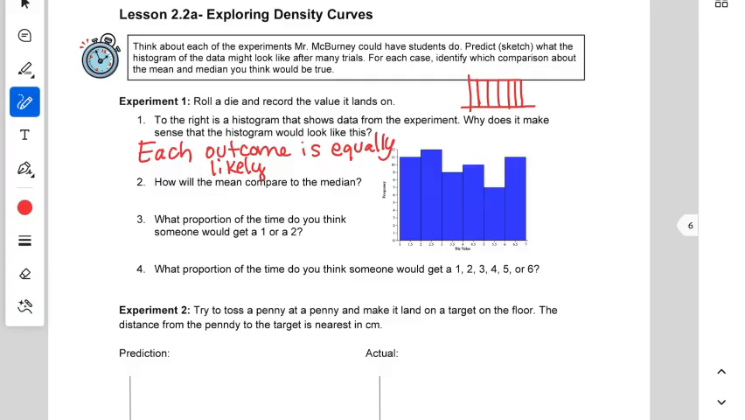How will the mean compare to the median? So the mean and the median, it should be about the same because it's uniform. Approximately the same. Because this is called a uniform distribution.